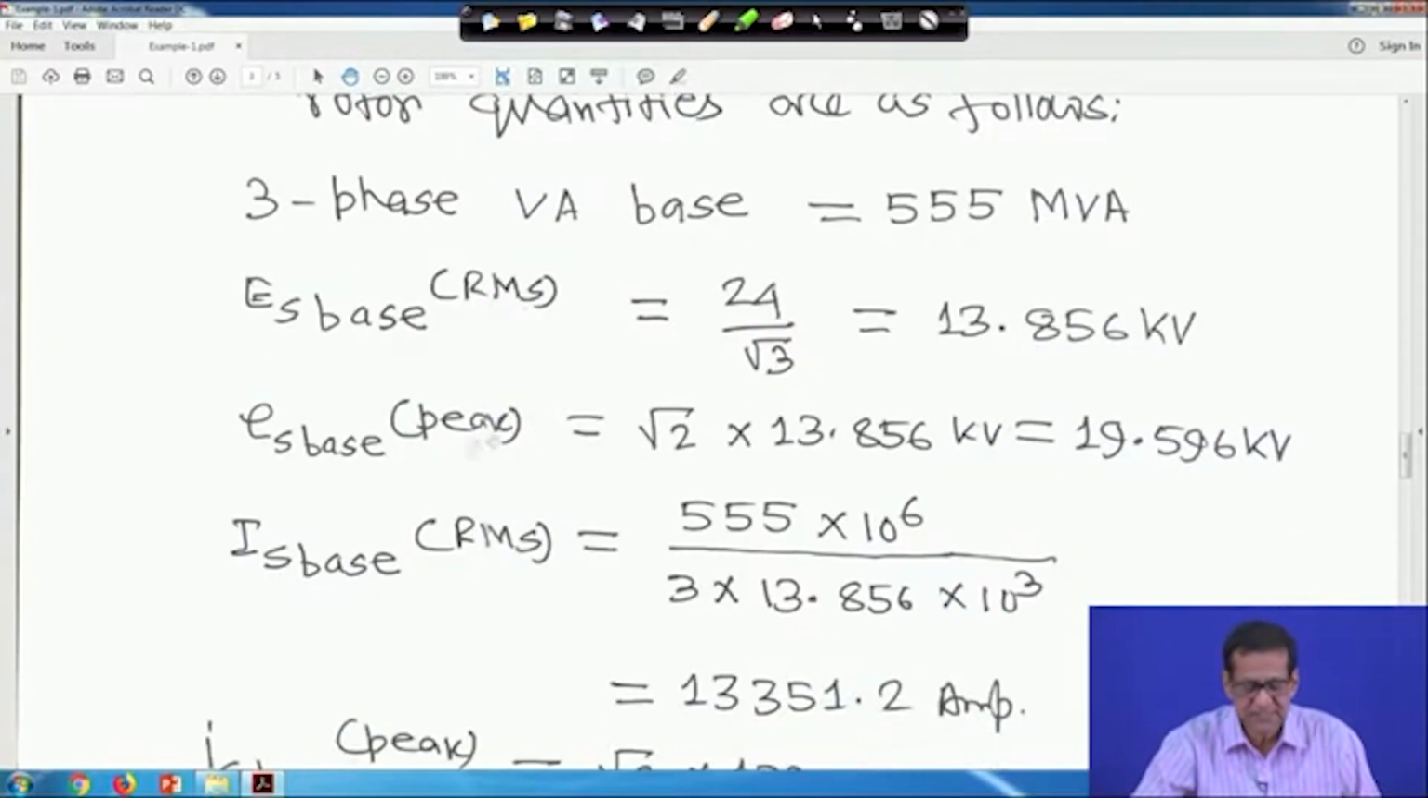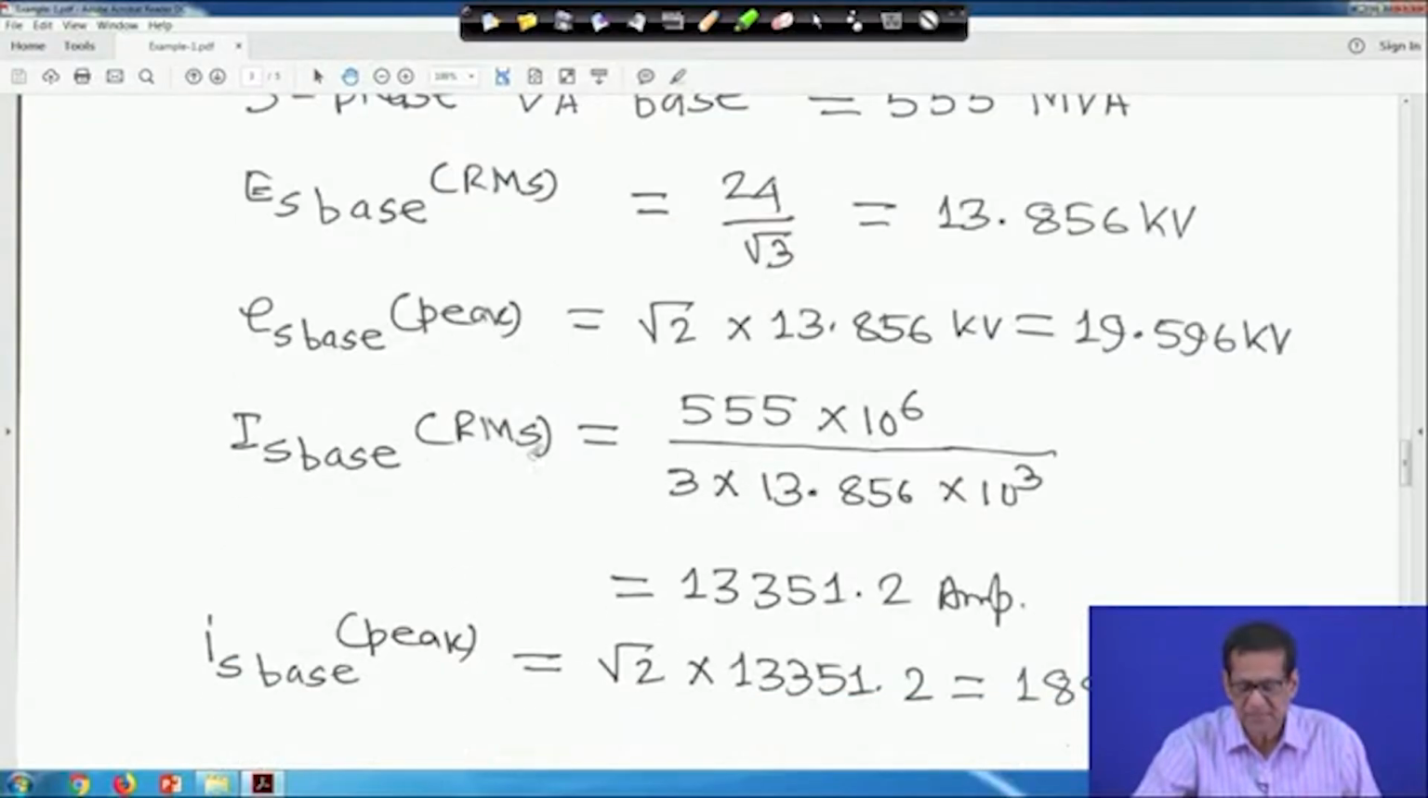Now, ES base peak, all this terminology has been defined before. It will be root 2 into 13.856, so that is your 19.596 kV. So, this is your ES base peak.